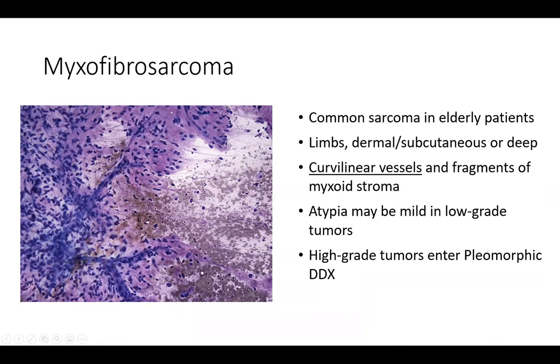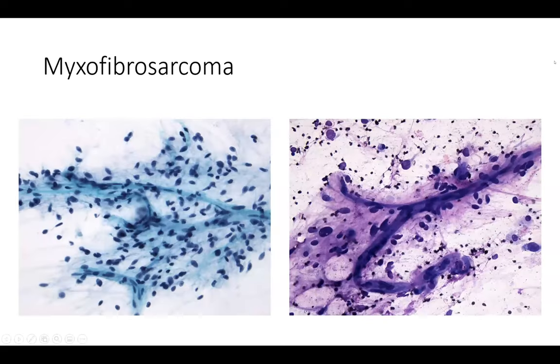The atypia can be very mild in low-grade tumors, but can be more pronounced as the tumors get high-grade. As they become high-grade, they become more cellular. And on the high-grade end of the spectrum, those will more readily enter the pleomorphic differential diagnosis. But the characteristic features are those long arcuate vessels and those large myxoid stromas, and careful examination to make sure that there are no pleomorphic lipoblasts.